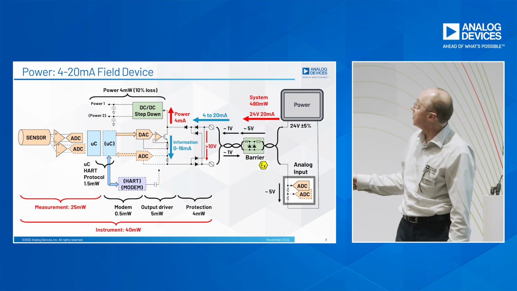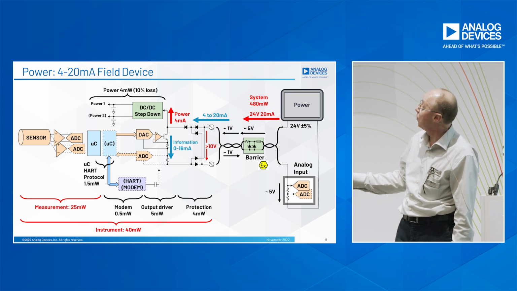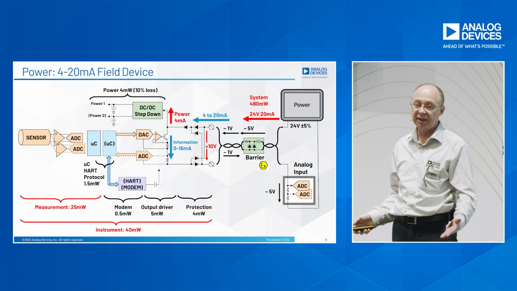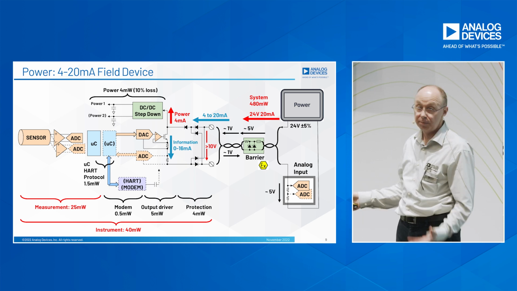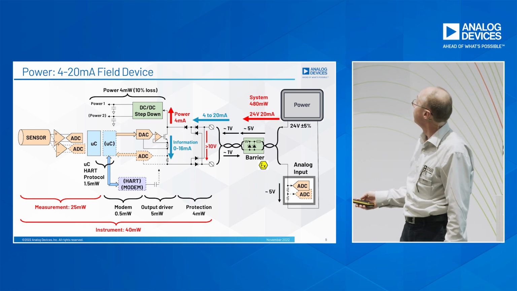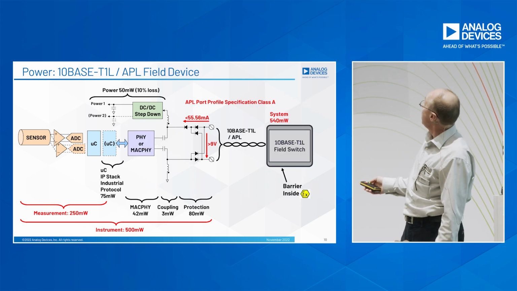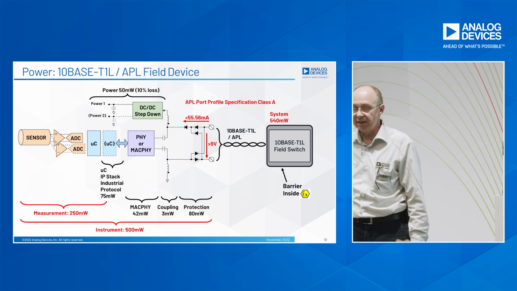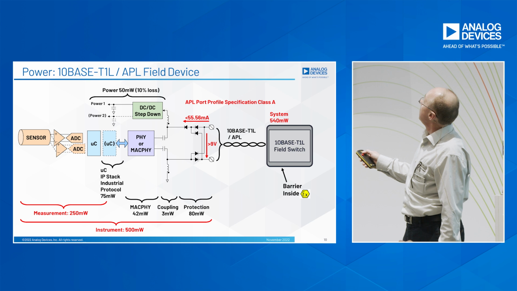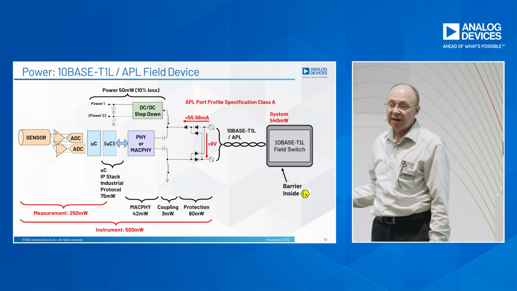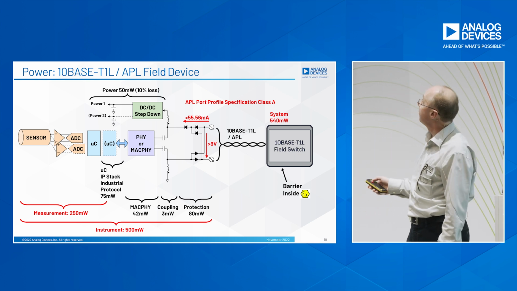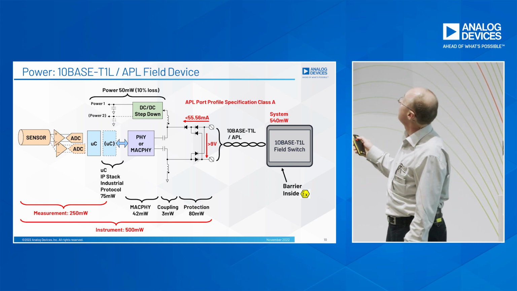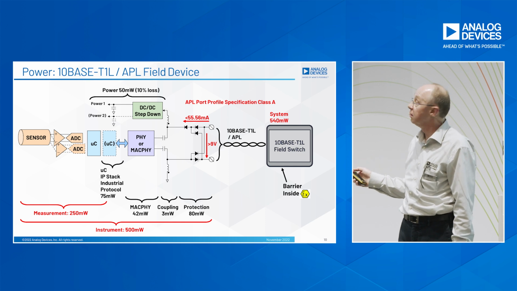So 25 milliwatts is all that is left for the sensor, analog front end, A to D converters, microcontroller running the algorithm to calculate from the voltage from the sensor, pressure, or whatever is being measured. If we compare now to the 10BASE-T1L APL device, and I'm referring to APL port specification class A, which is a half a watt power. The system is delivering similar power, about half a watt of power going to the communication line.